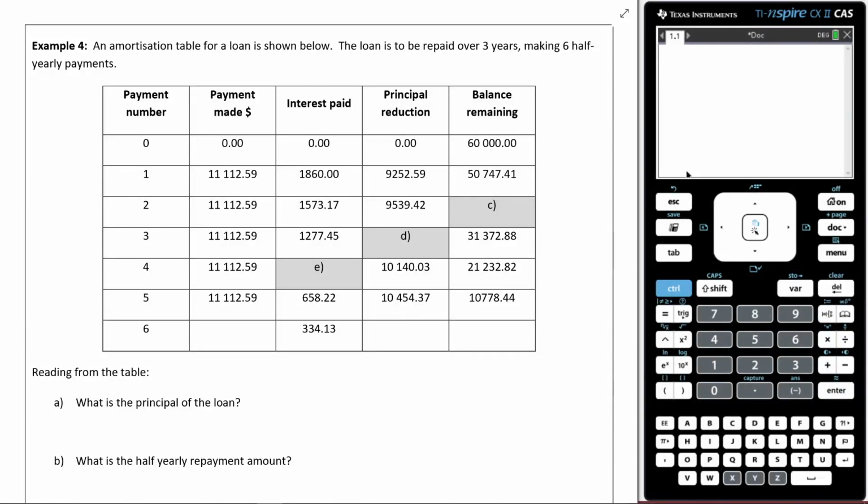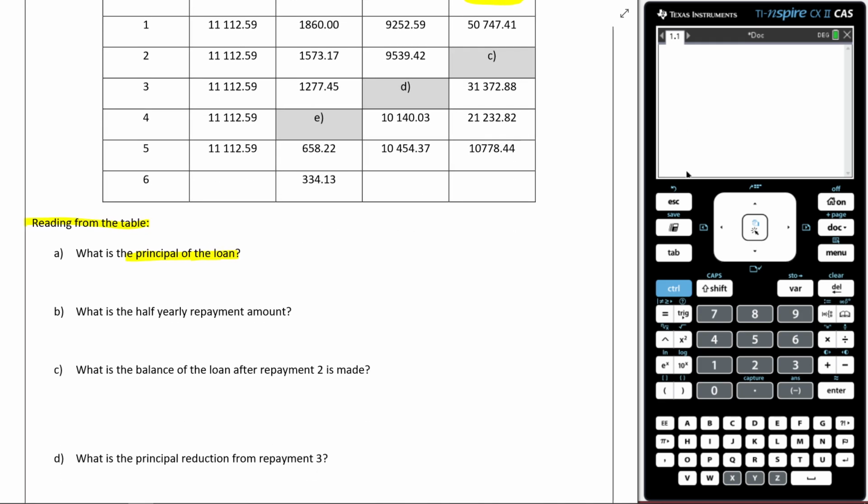All right, let us now answer this question here. It says an amortization table for a loan is shown below. The loan is to be repaid over 3 years, making 6 half-yearly payments. Reading from the table, what is the principal of the loan? Well, the principal of the loan is simply going to be your very start here. So this 60,000 is how much the loan is for initially.